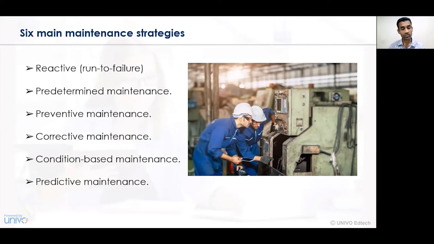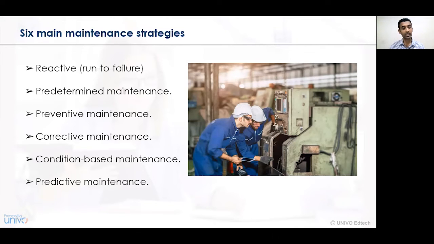Now let's understand the various six maintenance strategies that can be used. The various maintenance strategies are, first, reactive, that is running towards the failure. The second is predetermined maintenance, that is we have a proper set of serial and procedural activities, and on that basis we can predetermine how maintenance activity can be undertaken in the business organization. The third is preventive maintenance, that is we have certain preventions, certain measures that need to be undertaken, and on the basis of those preventions, the maintenance activities can be implemented in business organizations.